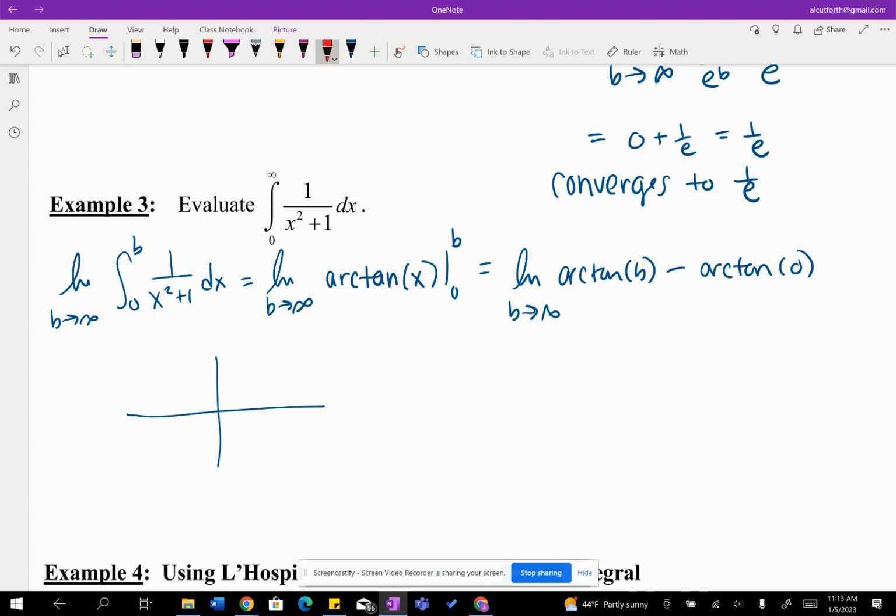Do you remember that tangent kind of looks like this, right? And those asymptotes are at negative pi over 2 and pi over 2. So arctangent is just the flip of that over y equals x. So now you've got asymptotes horizontally at pi over 2 and negative pi over 2, and it goes like this right through the origin. So maybe you remembered that's what that looked like, but I probably would not have remembered that.